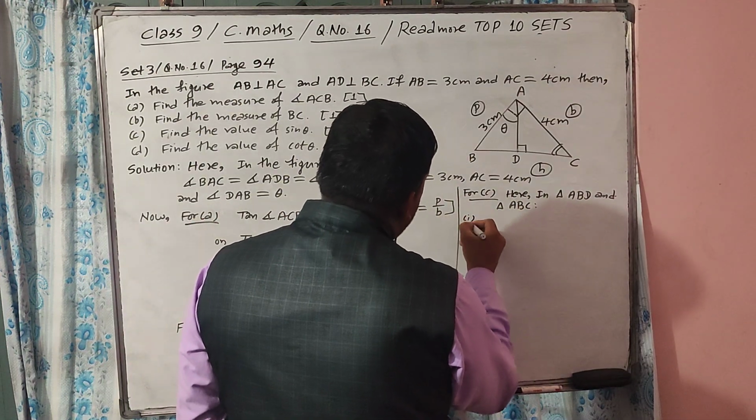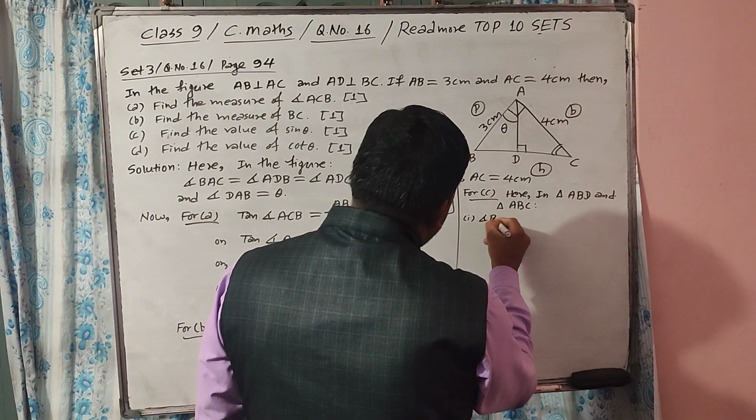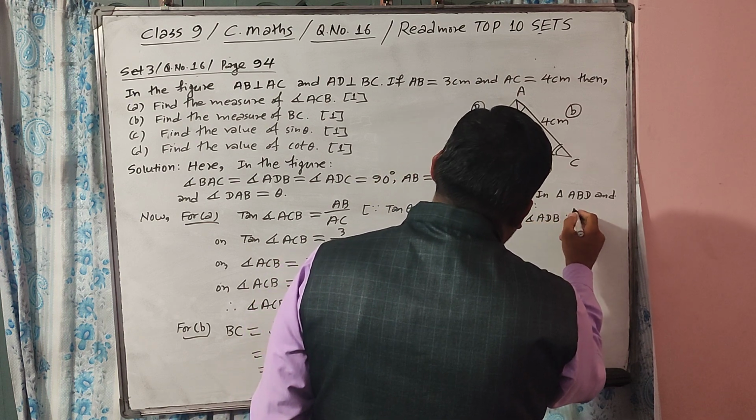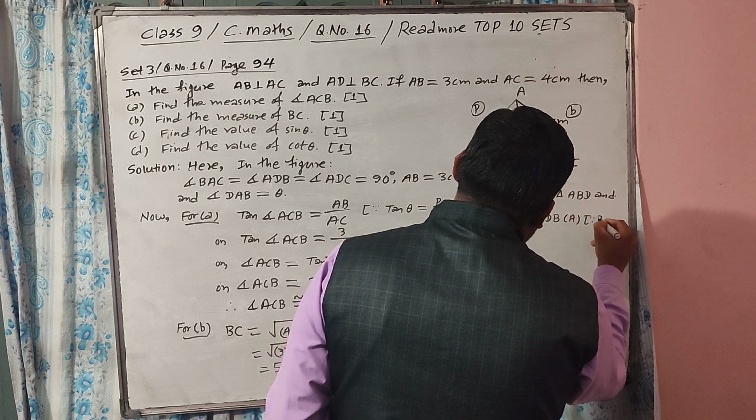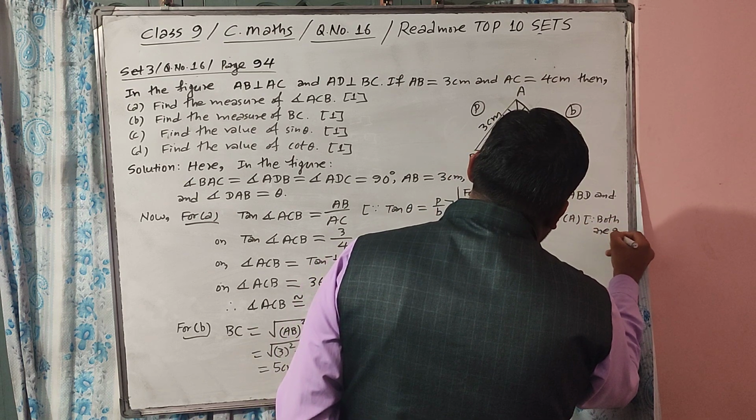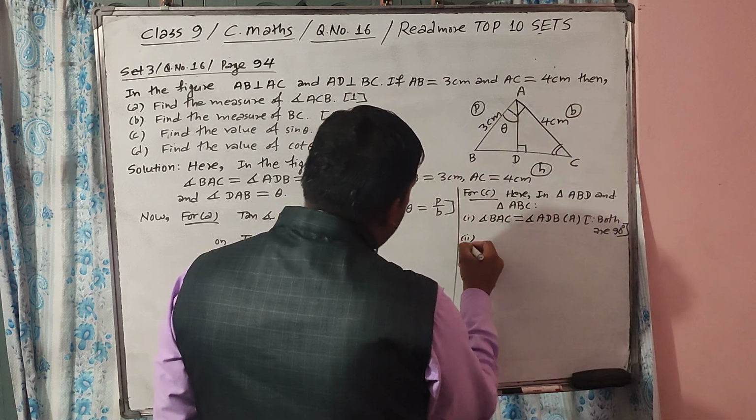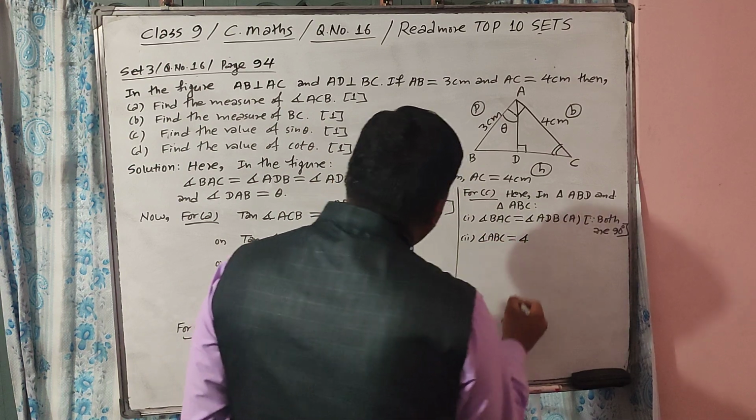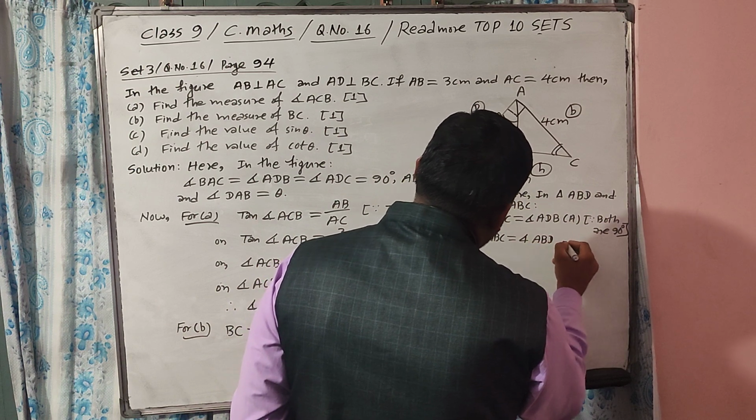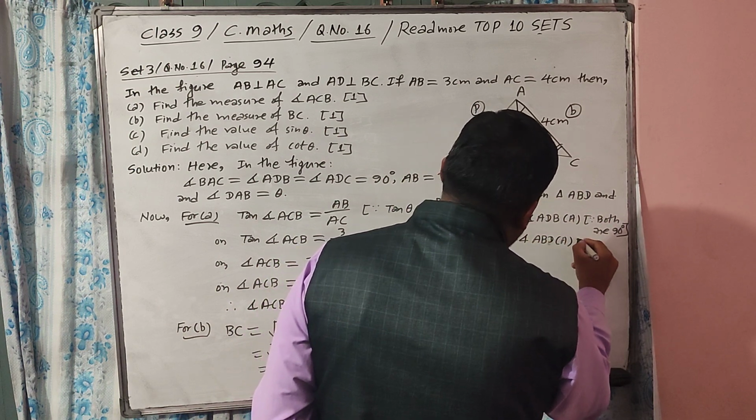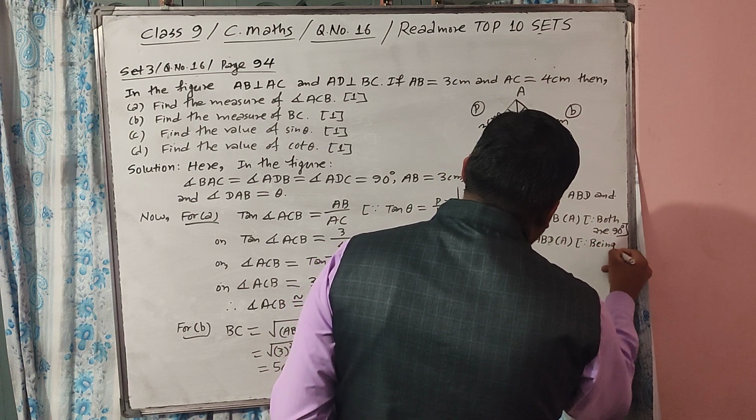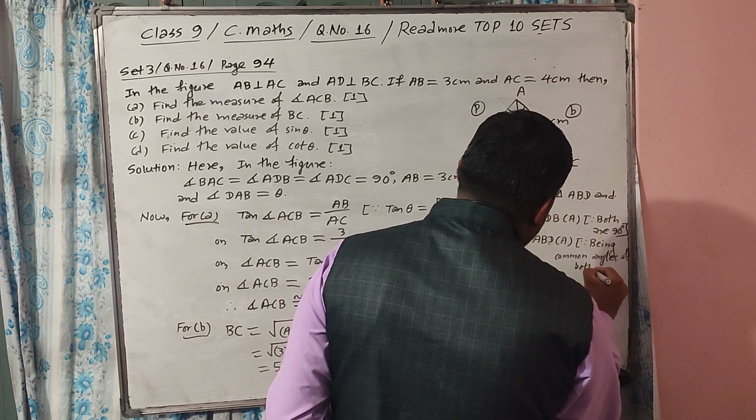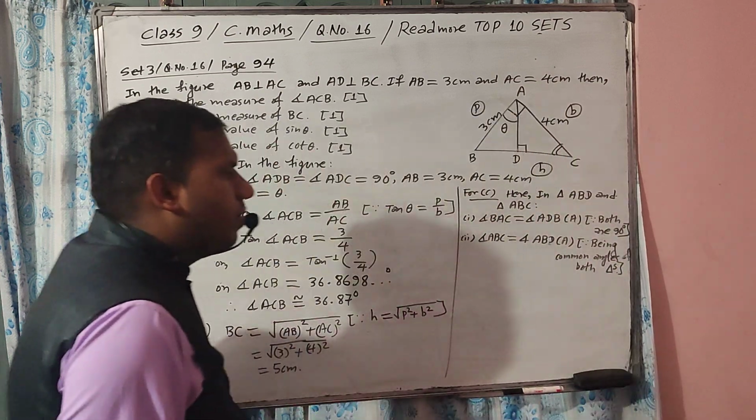Number one, angle BAC equals angle ADB, because both are 90 degrees. Number two, angle ABC equals angle ABD, because it is a common angle of both triangles.